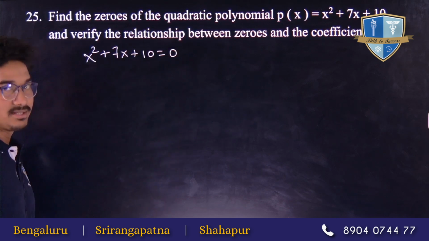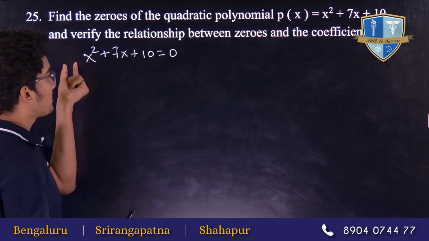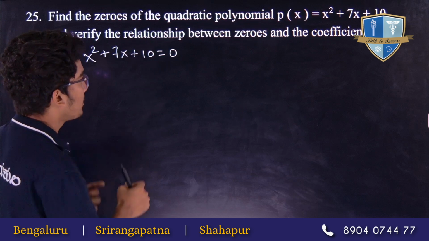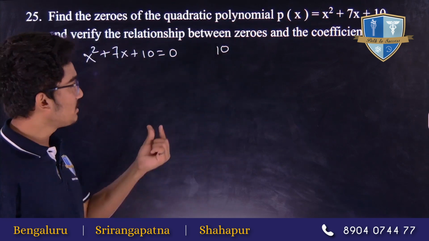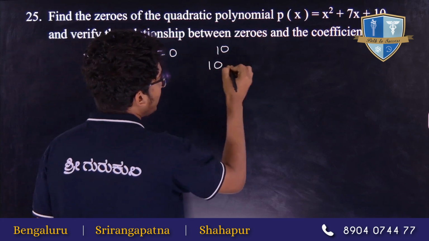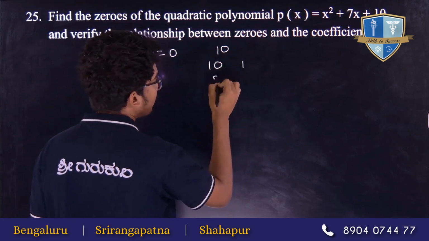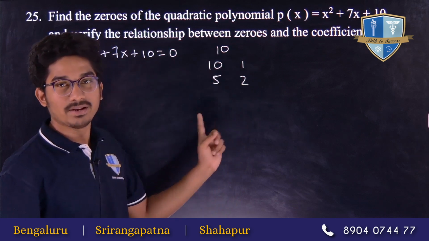Now we will factorize it. What is the process of factorization? We'll multiply the coefficient of x square and the constant coefficient. After multiplying these two, we are getting 10. Now we'll find all the possible multiples in which we can write 10. So 10 can be written as 10 into 1 and as 5 into 2, and also as 2 into 5 and 1 into 10, which is the same thing.